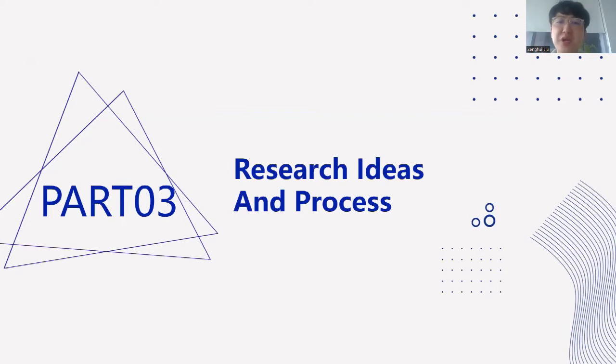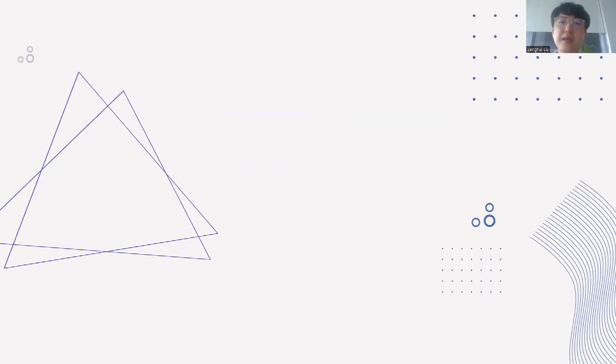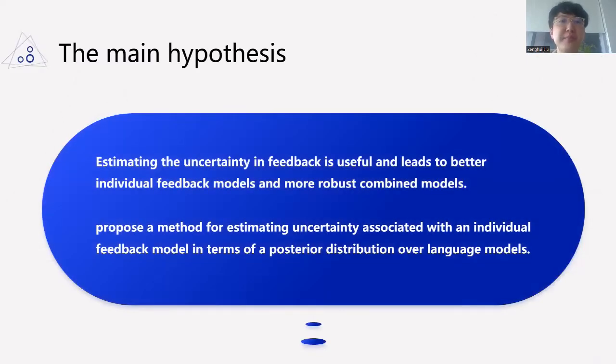Let's talk about part 3, research ideas and the process. Firstly, I want to introduce the main hypothesis. The main hypothesis in this project is that estimating the uncertainty in feedback is useful and leads to better individual feedback models and more robust combined models. Therefore, I proposed a method for estimating uncertainty associated with an individual feedback model in terms of the posterior distribution over language models.